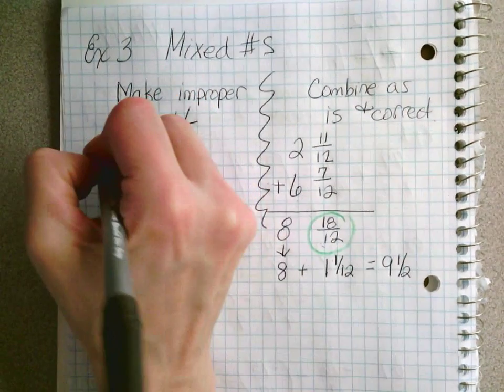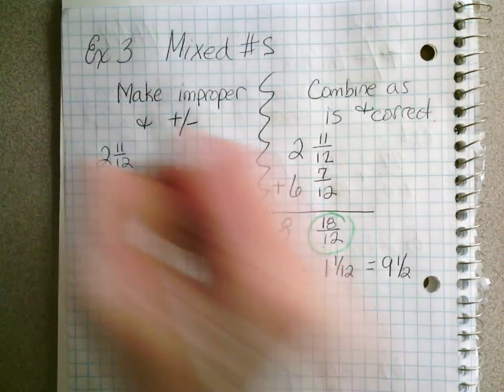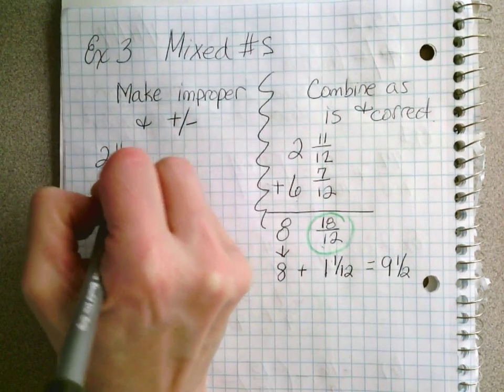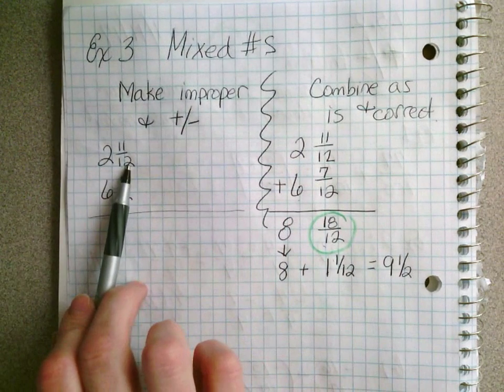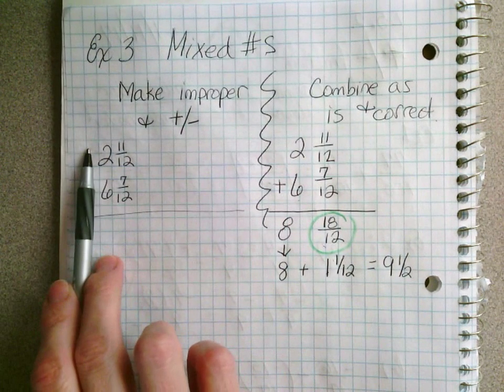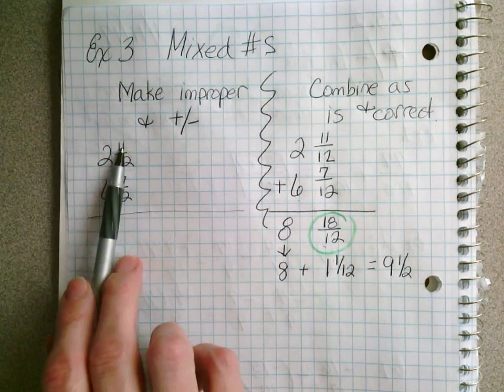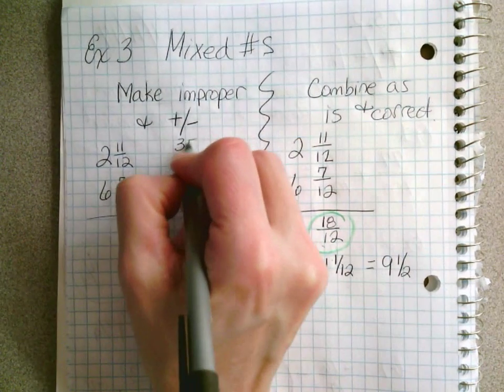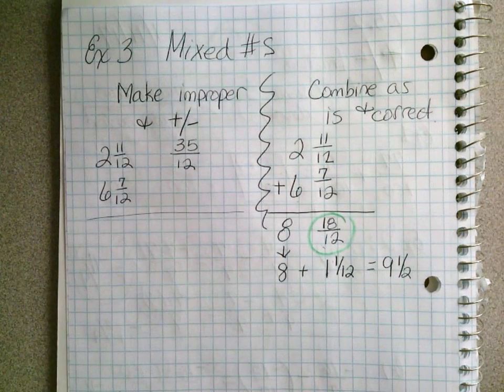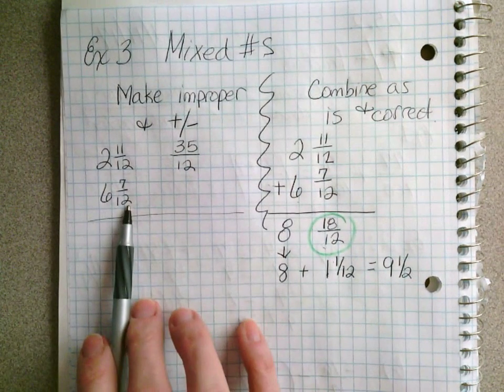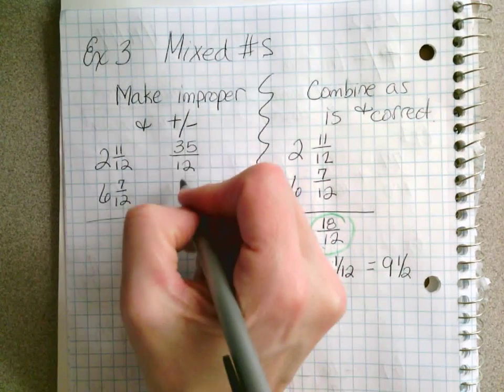The way they do it looks like this. And either way is fine. They make it improper. 2 times 12 is 24, 34, 35/12. And if you see me make an arithmetic error, please bother me. 6 times 12 is 72 plus 9, 79.